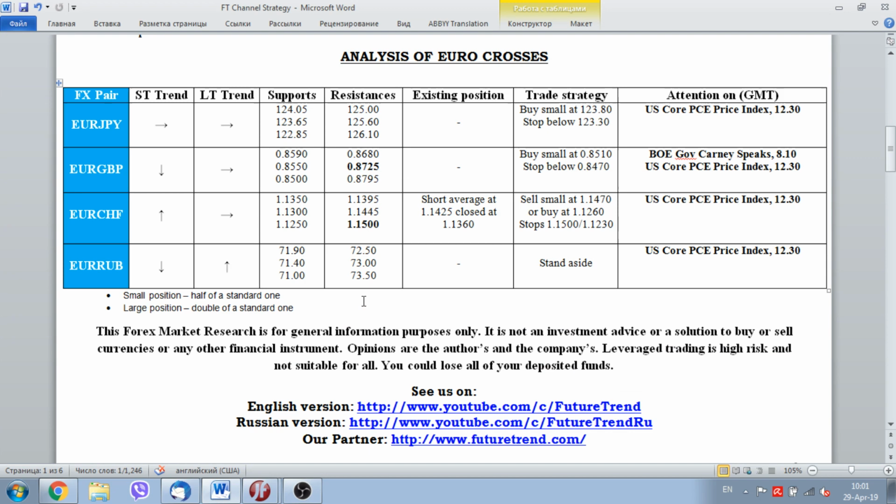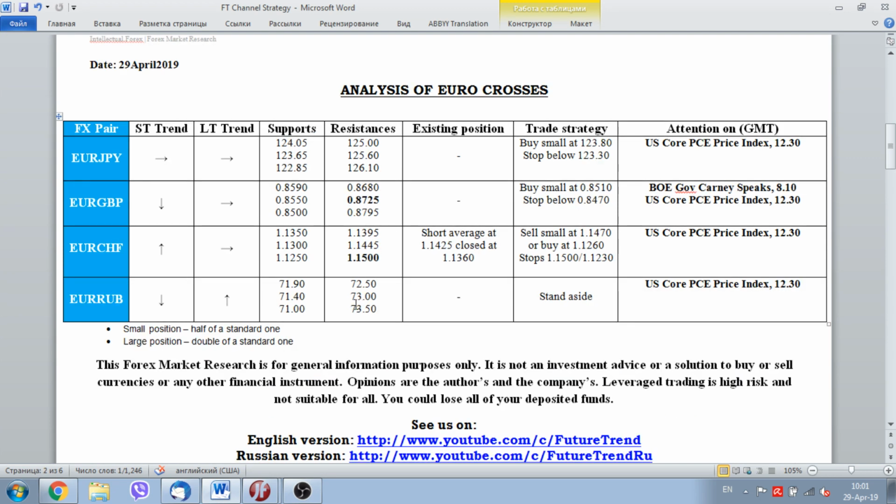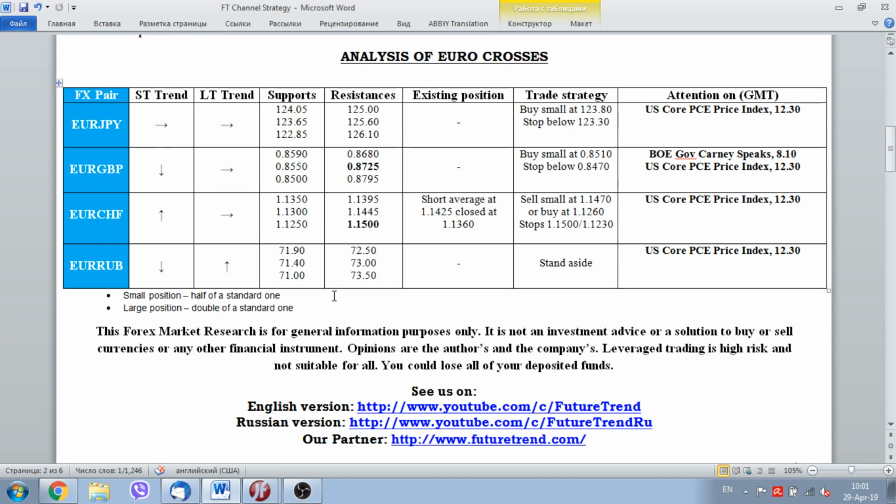For those of you, dear friends, who are looking for any kind of opportunity in the euro crosses, here it is. By the way, we decided on Friday to close our average short in the euro Swiss, accumulated at an average price of 114.25. We closed it at 113.60 on a dip on Friday. Now we suggest that it's time to consider whether to sell or to buy the pair.